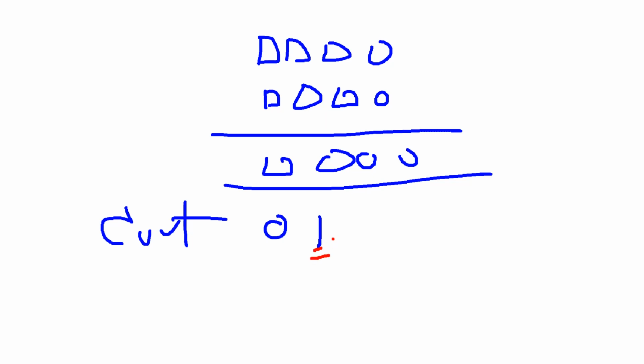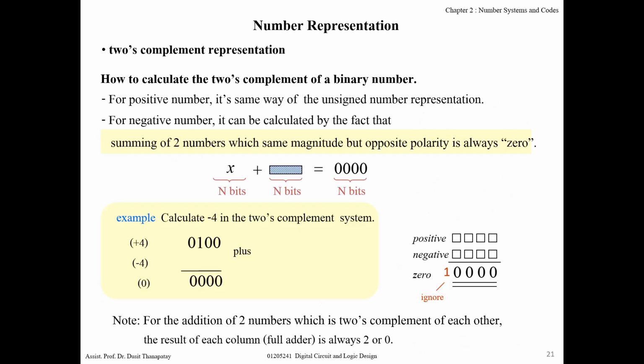Again, this carry out will be carry in at the next digit, and you do the addition of this digit together and give no carry out. That means this bit and this bit must be 0 both, right? And your result is 1, and no carry out. So that means it's positive add positive and give negative result. So it's overflow. Okay.